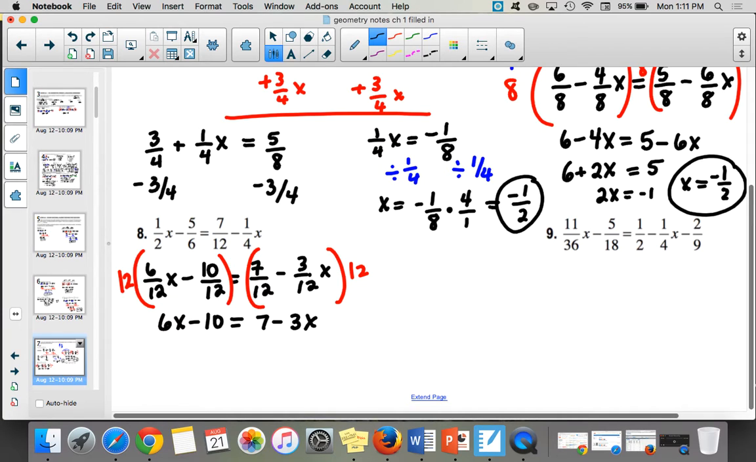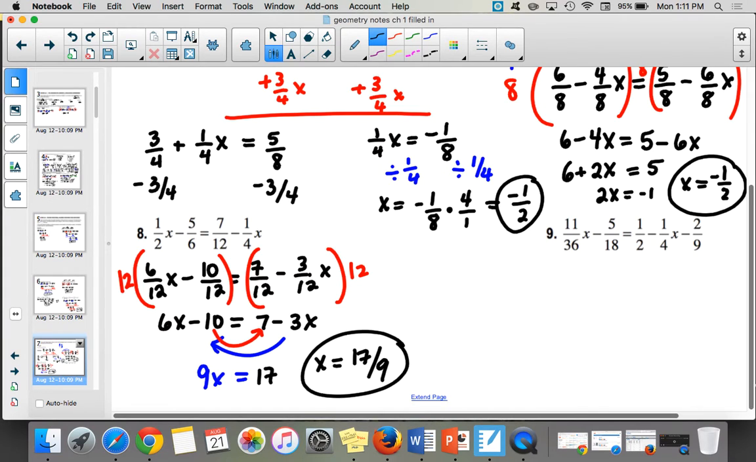What do I get on the left-hand side when I add the 3x over? 9x. In the same step, I'm going to add the 10 to the other side. So I have 9x, because this one's going to go over here, equals, and then I'm going to add the 10 over, 17. So my answer is x equals 17 divided by 9. Done. All right, you guys try number 9.